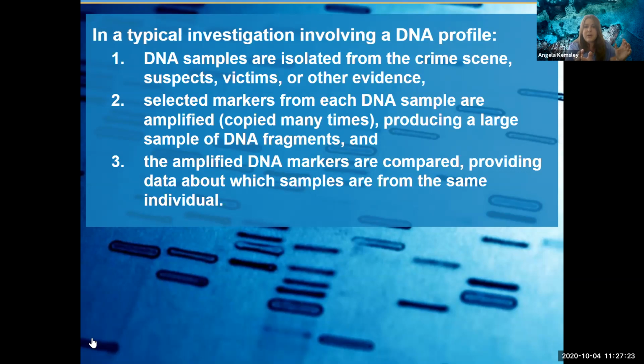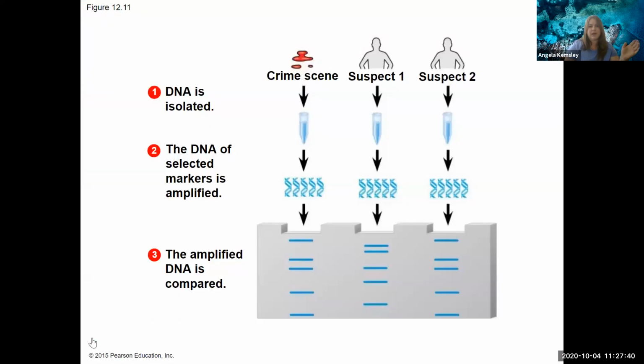The amplified DNA markers are then compared, providing data about which samples came from the same individual. Because if we have samples from the same individual, we should be able to see, oh, the DNA that came from the crime scene is the same as the DNA that came from, you know, suspect number 2. So that's the basic idea of DNA profiling.